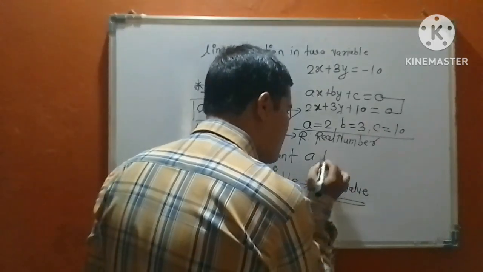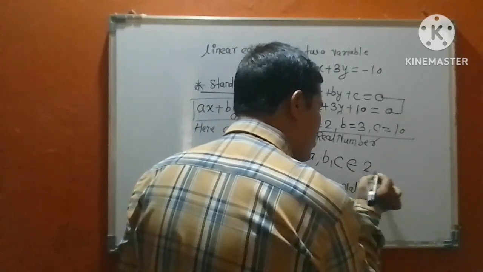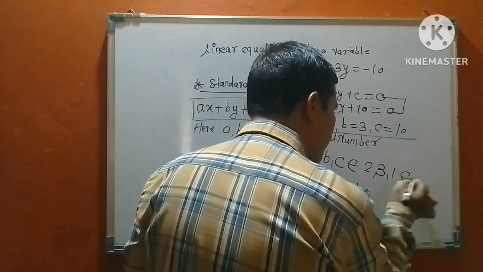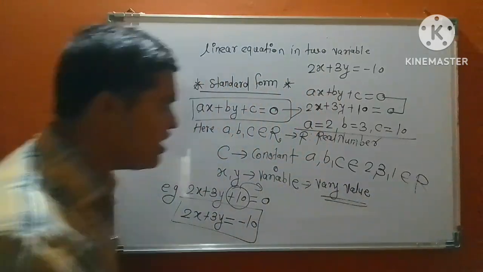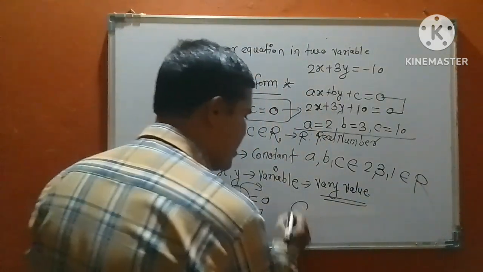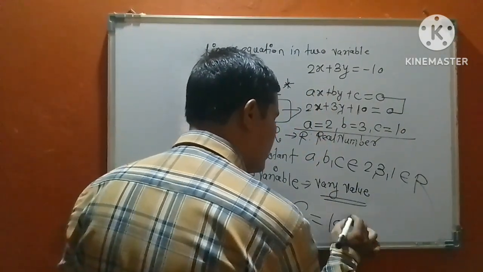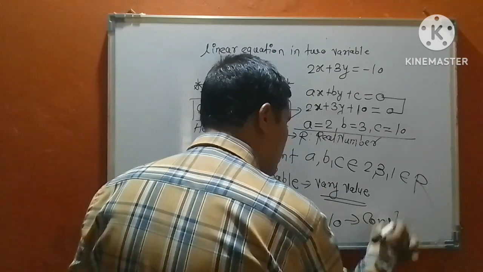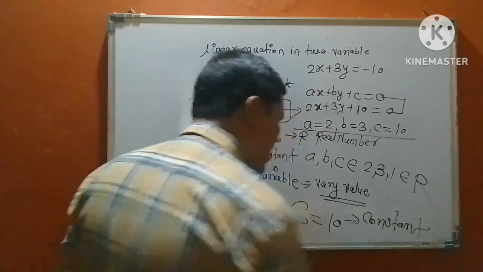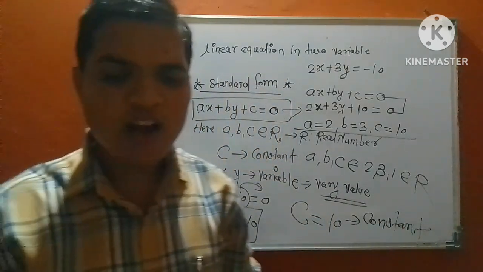So a comma b comma c, that is 2 comma 3 comma 10, belonging to R. These are the real numbers. In this case c is equal to 10, that is c is the constant. So this is the basic background of linear equation in two variable.